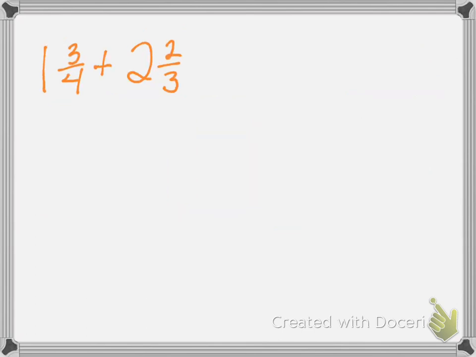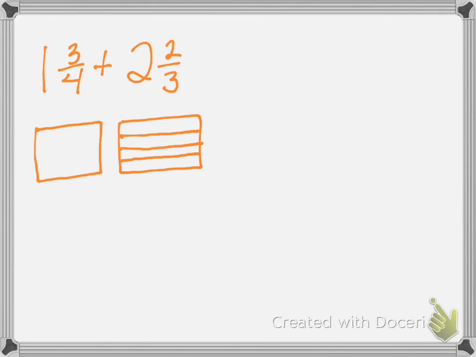Let's try another one, and at any time that you want to pause this and try one on your own, you can. So first we're going to draw 1 3/4. So I'm just going to draw this for my 1, and then here's for my 3/4. I'm going to break it into fourths. 1, 2, okay, and then I'm going to shade in 3 of those. 1/4, 2/4, 3/4.